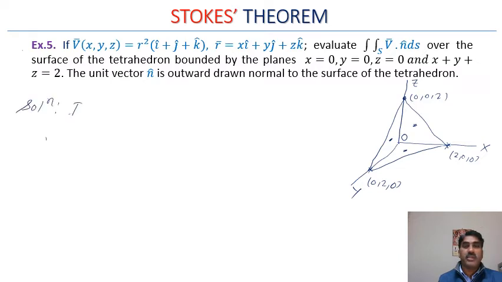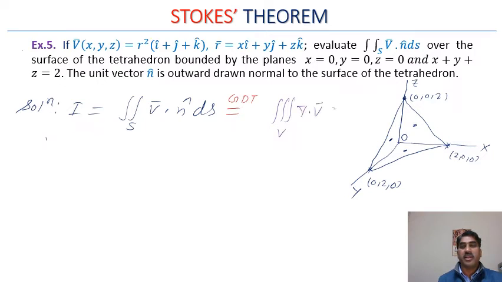So I is given as the surface integral of v dot n ds, and the Gauss divergence theorem allows us to write this integral as the volume integral of the divergence of v dv. So now we first need to find del dot v.